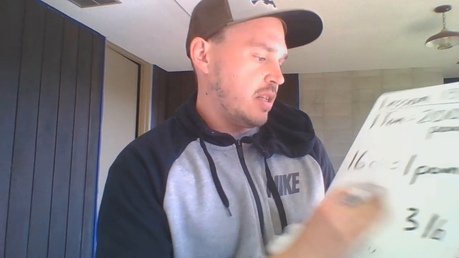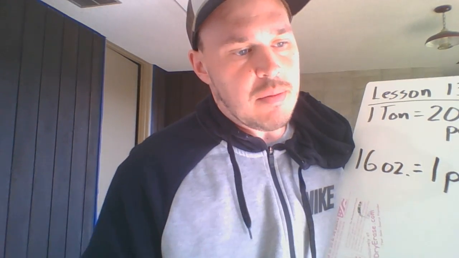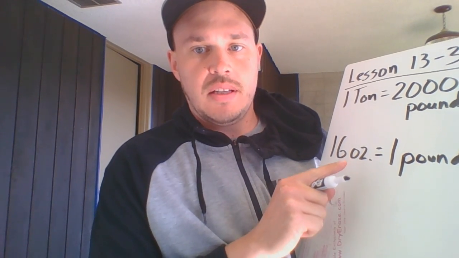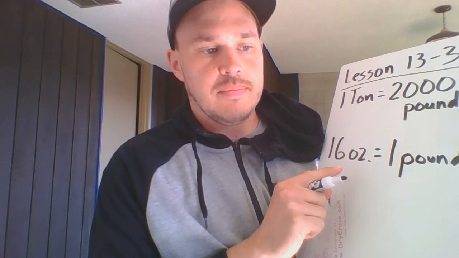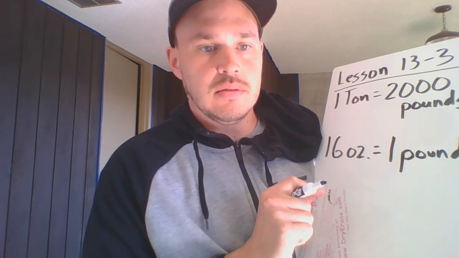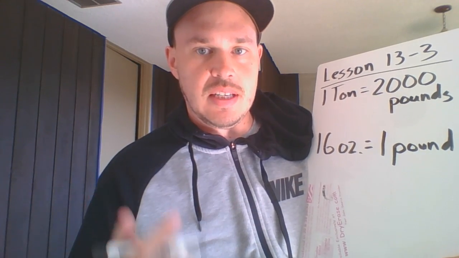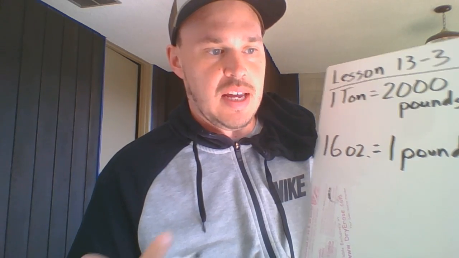Okay, I'm going to skip to number 4. If you're doing number 3, it says half a pound equals how many ounces? If you know 1 pound equals 16 ounces, half of 16 is 8 ounces. So the answer to number 3 is 8.